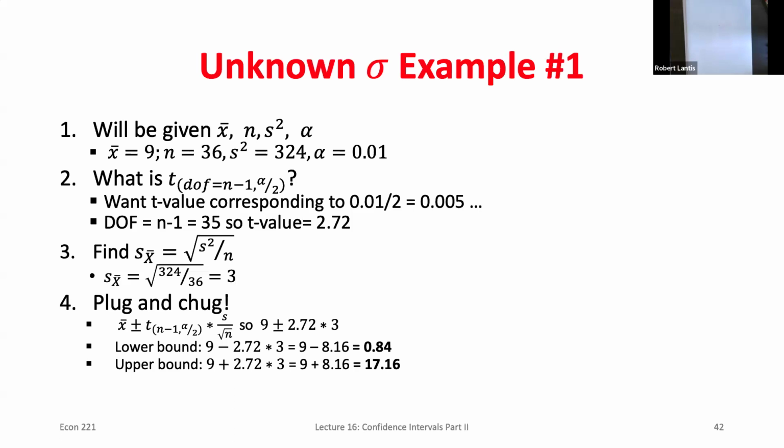And why? Well, A, we wanted a pretty high level of confidence. So we're going to have to go quite a few standard deviations to the left and the right. Our standard deviation is relatively large because the sample variance we found is pretty large. And our sample size wasn't that great.